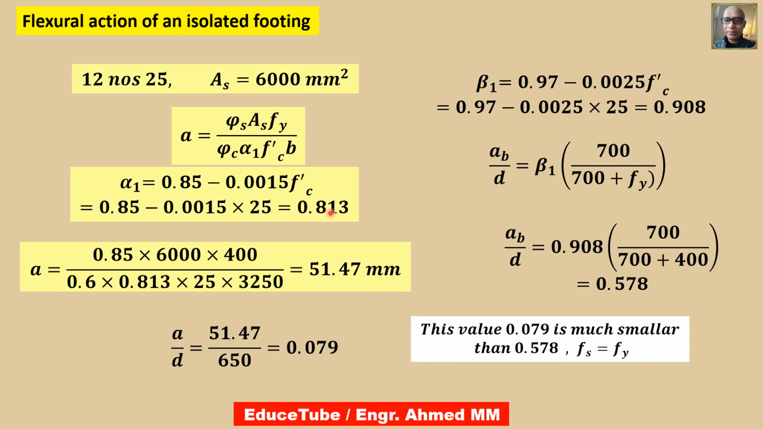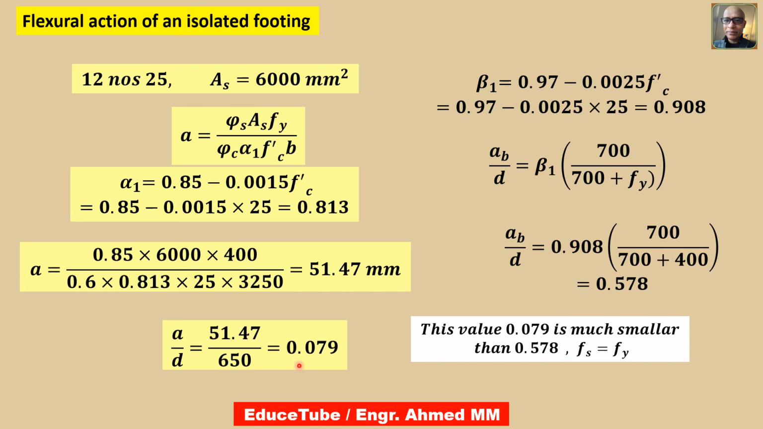So, 25.813 multiplied by what? f'c, it is 25, this grade of concrete, and 3250, this is the size of the footing, length or width, it is the same. So what did you get? 51.47. Now we need to find the ratio of this a by d. It is very important to check. So a by d means 51.47 divided by 650, 0.079.